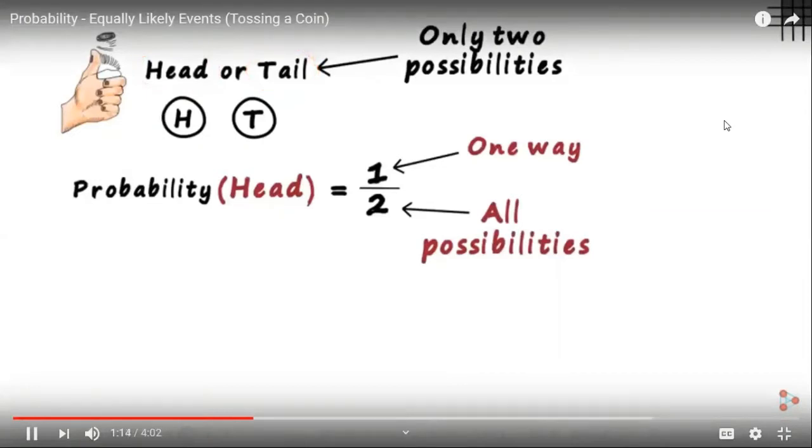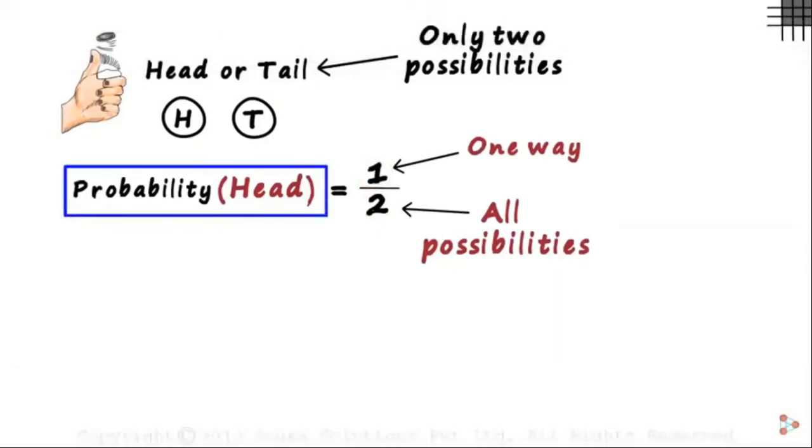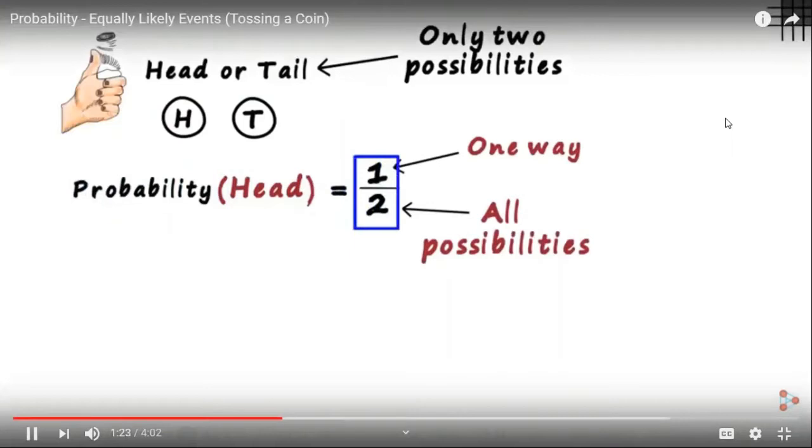This tells you that out of the two possibilities, there is only one way in which this event can occur. So the probability of a coin landing a head is 1 by 2, which is 1/2. This is a fraction and can also be written in decimal form as 0.5.